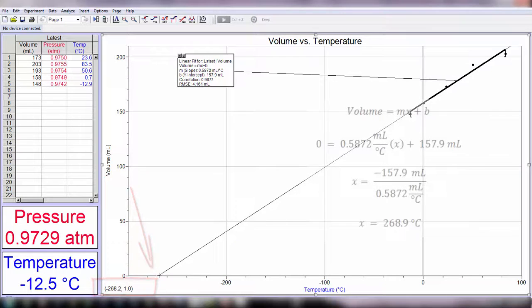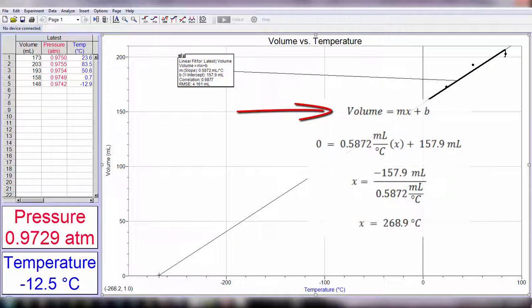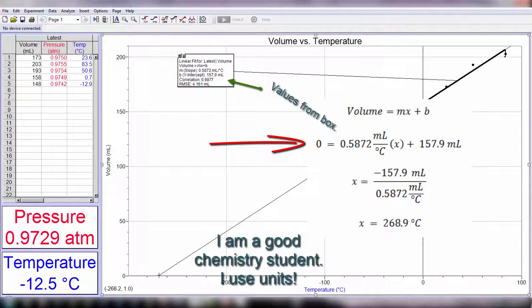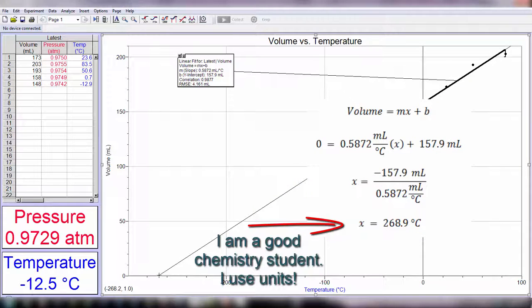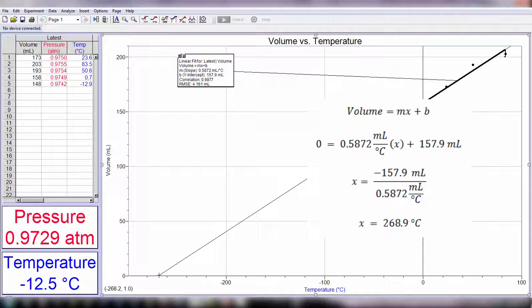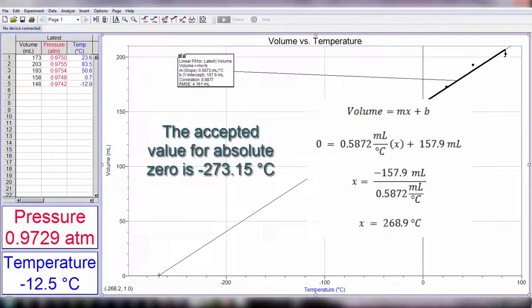Alternatively, we can rearrange the calculated volume equals mx plus b and solve for x when the volume is 0. Here is the equation with the values plugged in. Then rearrange with x calculating to be negative 269 degrees C. This is very close to the accepted absolute zero value of negative 273 degrees C.